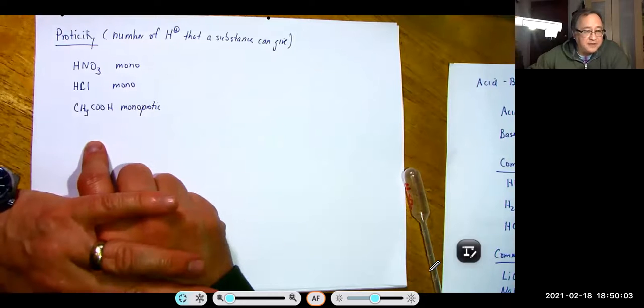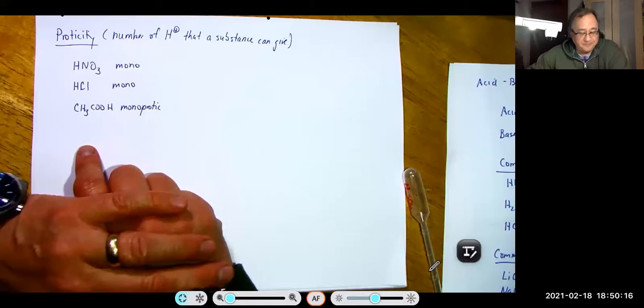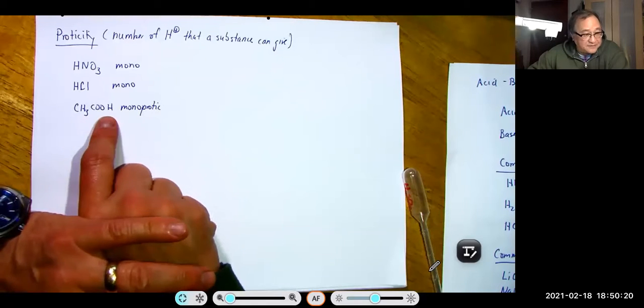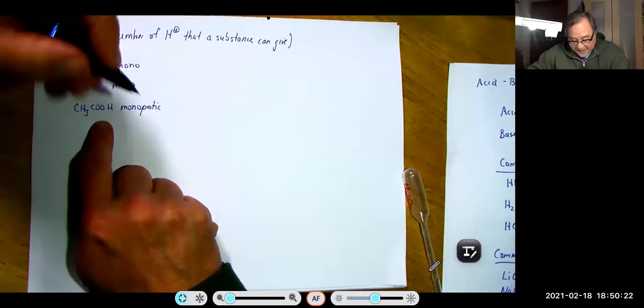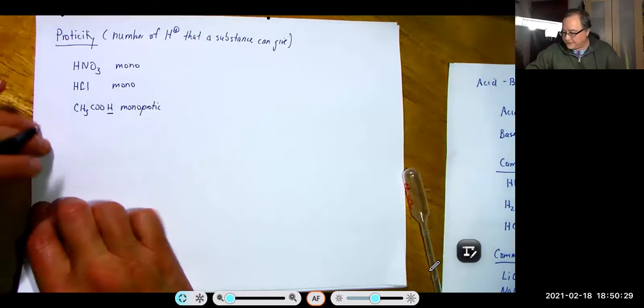So if this is monoprotic, it means one of these hydrogens is not like the other. So you remember your Sesame Street days, right? One of these hydrogens is not like the other. Which one do you think it is? One of these 3 or that one? And it's that one. Okay? So these are all monoprotic.